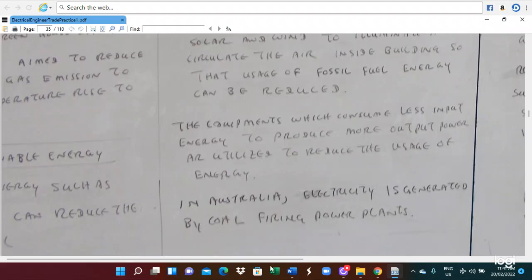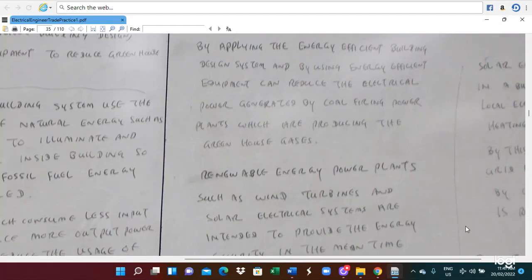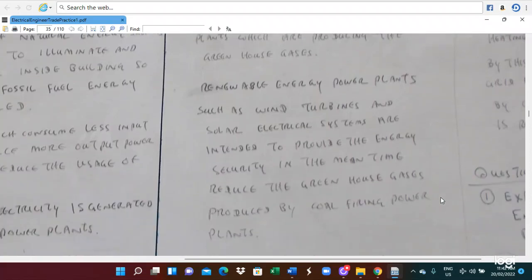By applying energy-efficient building design systems and using energy-efficient equipment, we can reduce the electrical power generated by coal-firing power plants, which reduces the production of greenhouse gases. Renewable energy power plants, such as wind turbines and solar electric systems, provide energy security and at the same time reduce the greenhouse gas produced by coal-firing power plants. So these are the ways we are talking about energy efficiency.